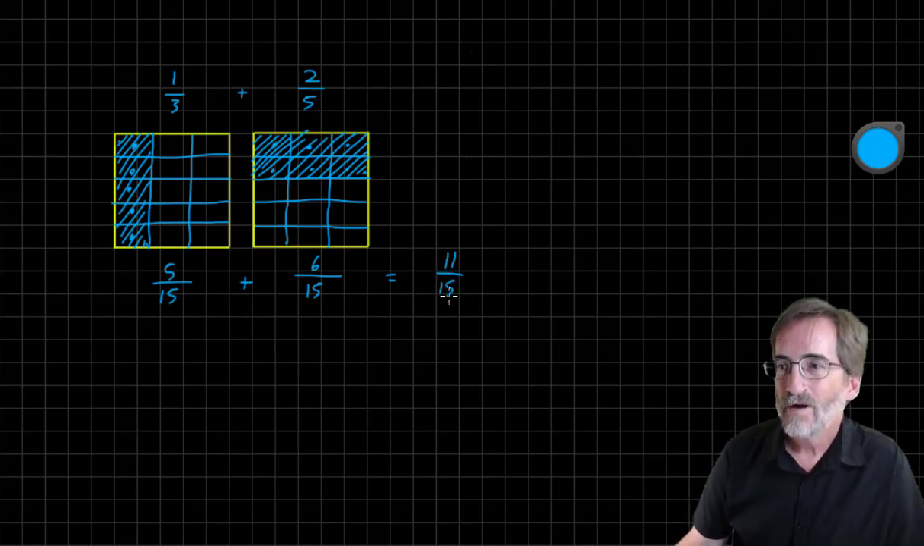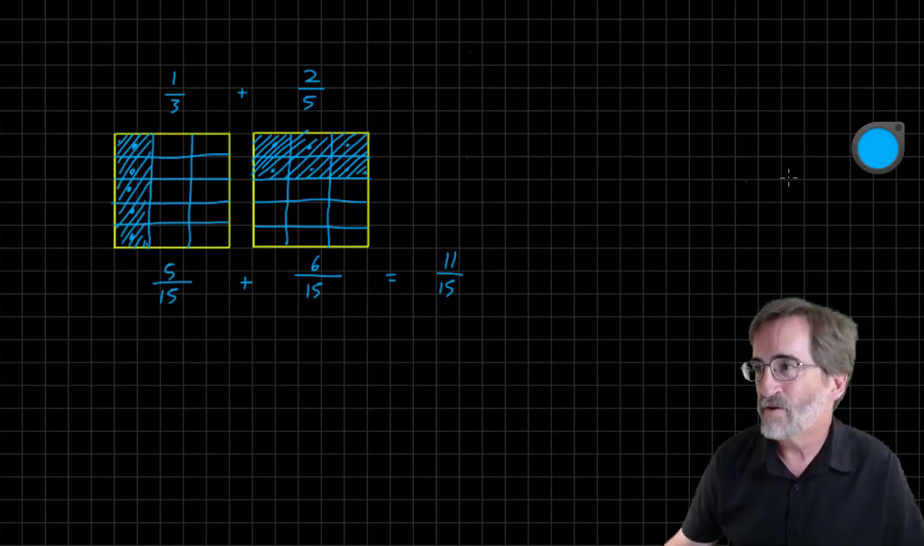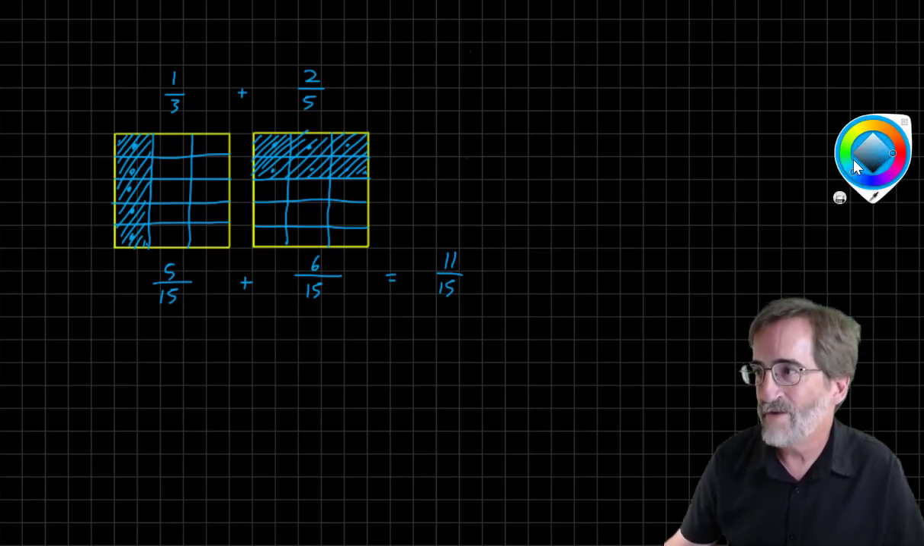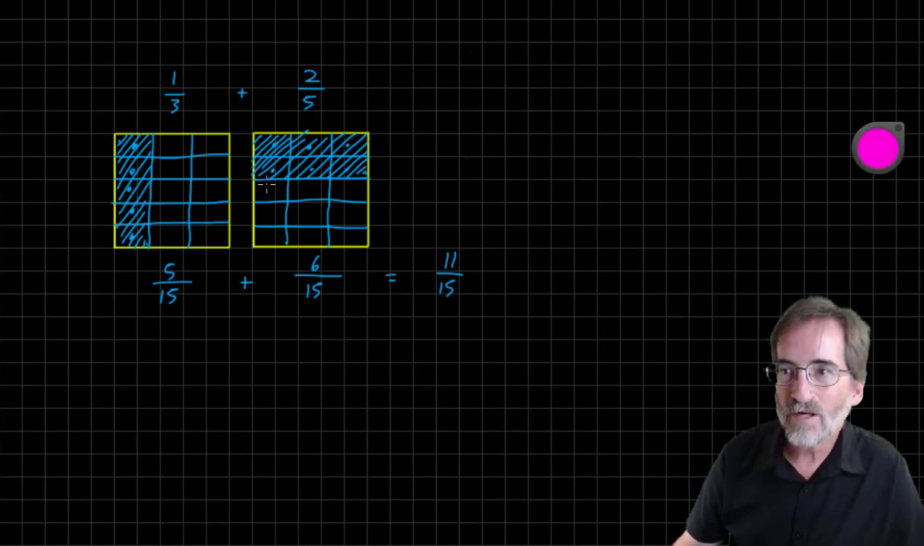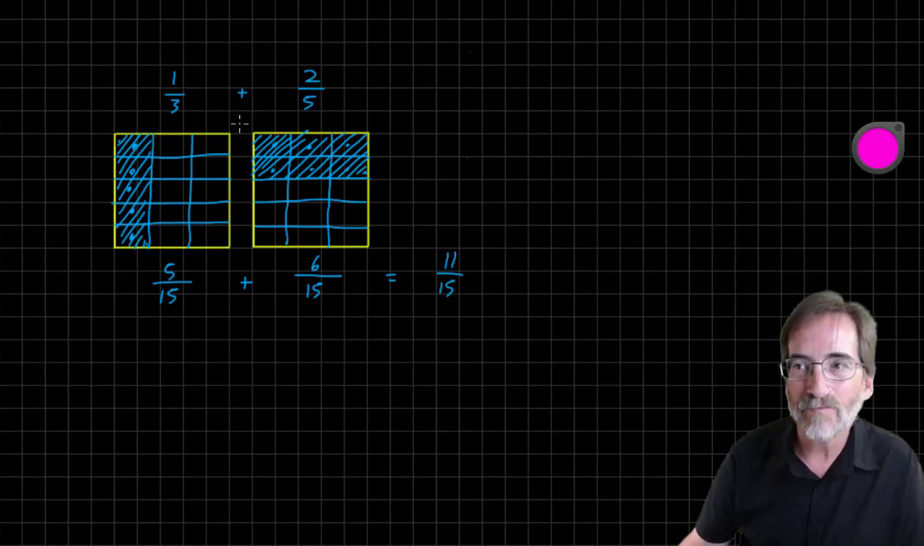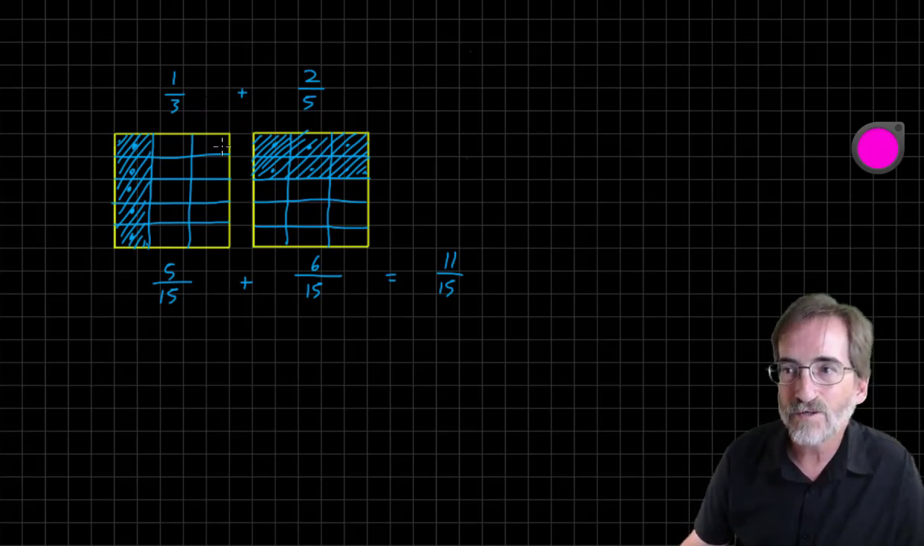Okay? All right, so that's how to do it graphically. And hopefully that will help make sense of what's going on here. But now let's do this. Let's see if we can come up with a schema or a plan to add the fractions without having to draw these diagrams. So here's the plan.